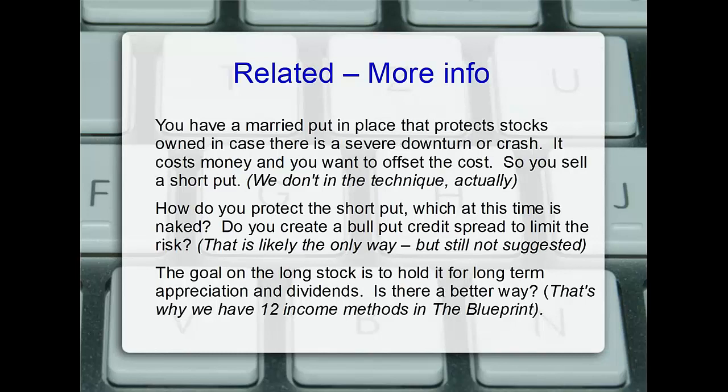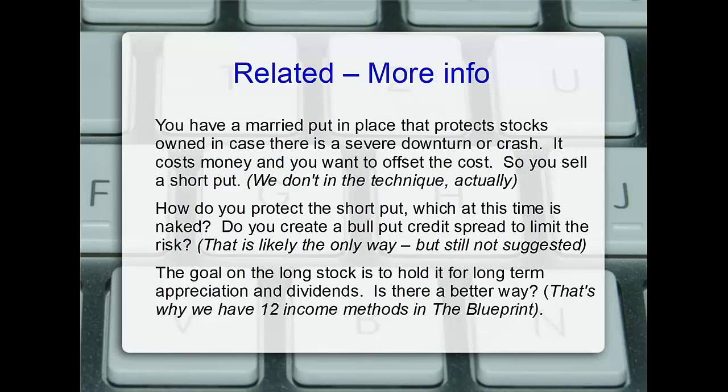And then she goes on to say, how do you protect the short put, which at this time is naked? Do you create a bull put spread to limit the risk? That is likely the only way, but again, it's still not suggested. It's not one of the 12 income methods discussed in the blueprint. The goal on the long stock is to hold it long term and appreciate dividends. Is there a better way?